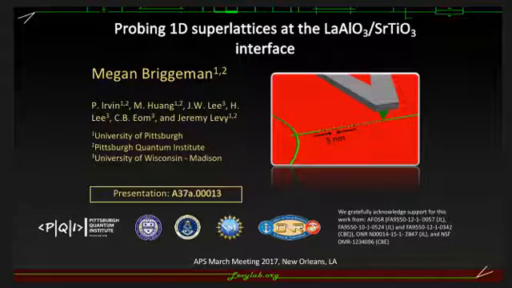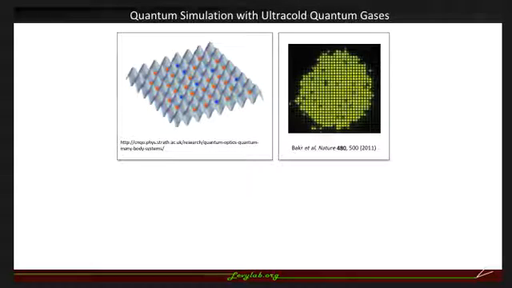Okay, I'm going to talk today about probing one-dimensional superlattices at the LAO STO interface. The motivation for the work I'm going to show you today is to try and develop the use of a solid-state system to perform quantum simulation. So just a brief background on quantum simulation.